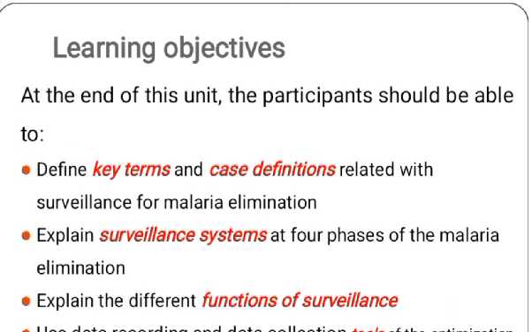Learning objectives. At the end of this unit, the participants should be able to define key terms and the case definition related to surveillance for malaria elimination. Explain the surveillance system at the 4 phases of malaria elimination. Explain the different functions of surveillance. Use the data recording and data collection tool of the optimization phase. Use the reporting format of the optimization phase.